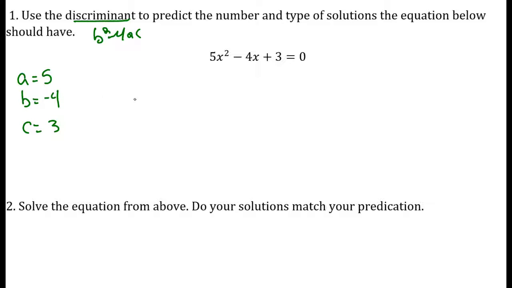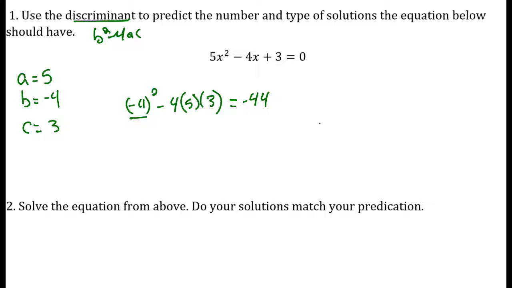So when I compute negative 4 squared minus 4 times a times c, I'm going to reach over for my calculator and type this all in. You should definitely be using your calculator on this, and make sure you put that negative 4 in parentheses. Negative 4 squared minus 4 times 5 times 3 is negative 44.